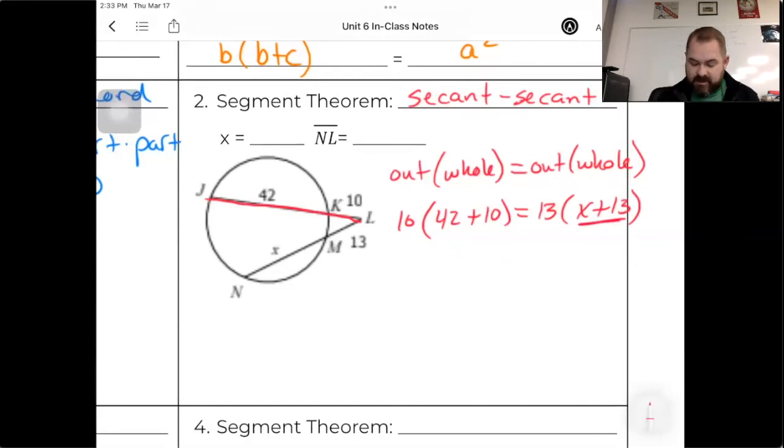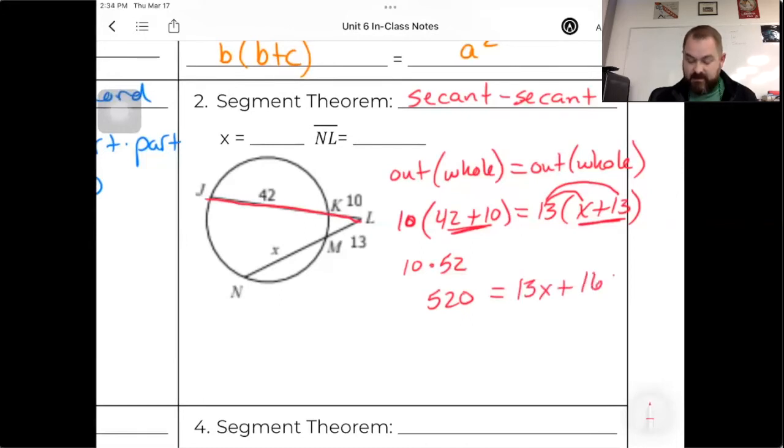The only thing we can do on this side is distribute this outside 13 to both of them. On this side, I can distribute, or I could just combine these since I know both numbers. 42 plus 10 is 52. So I can do the 10 times 52, which is 520. And on the other side, when I distribute 13 times x and 13 times 13, I get 13x plus 169. And to solve this for x, we start by subtracting the 169. And 520 minus 169 is 351. And that equals 13x on that side. So we just divide by 13 to find out what x is.